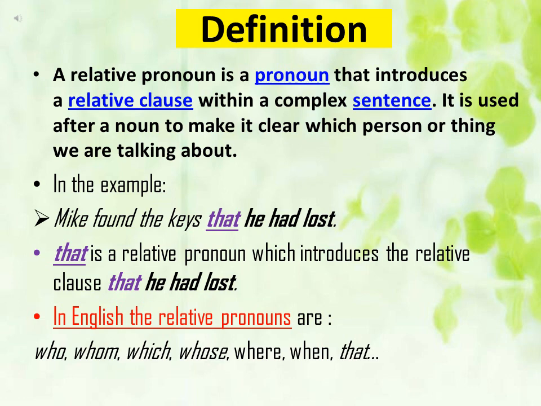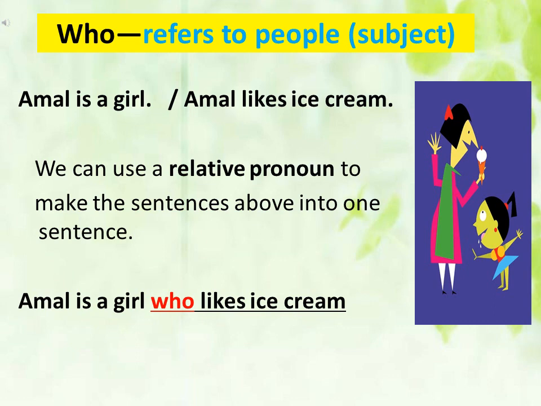Okay, so that is a relative pronoun which introduces the relative clause that he had lost. In English, the relative pronouns are who, whom, which, whose, where, when, that, etc. Okay, let's start. So the first one, it says who refers to people, and it can be used as a subject.